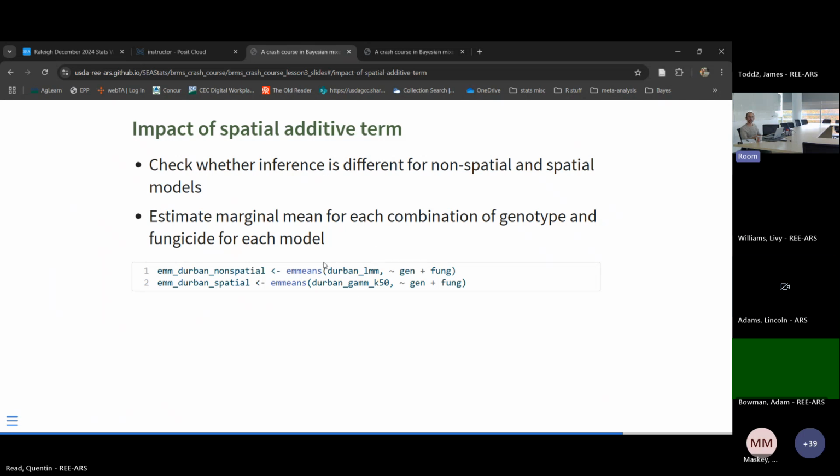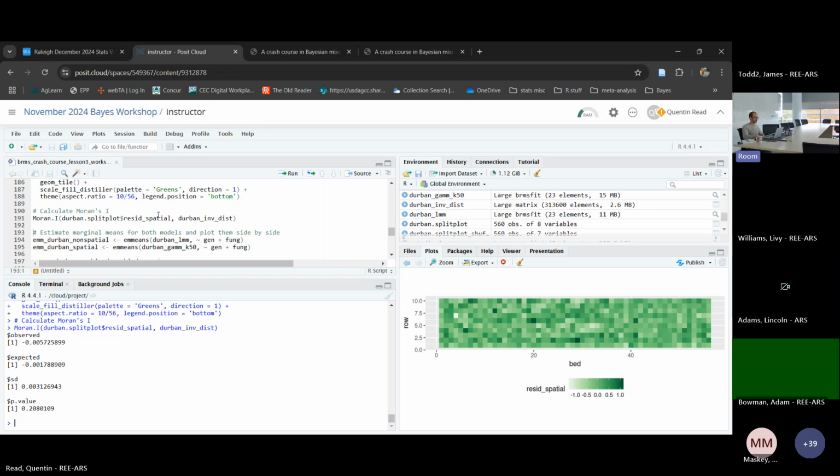We're going to look at the estimated marginal means of the model that ignored space for every combination of genotype and fungicide. We're going to look at the estimated marginal means of the model that we decided was best because it accounted for space, for every combination. Mahesh, are you sure that you ran it on the residuals of the spatial model? Yes, thanks, Brad, for that comment. Because one column was called residual non-spatial and one column was called residual spatial. So make sure you use the right one.